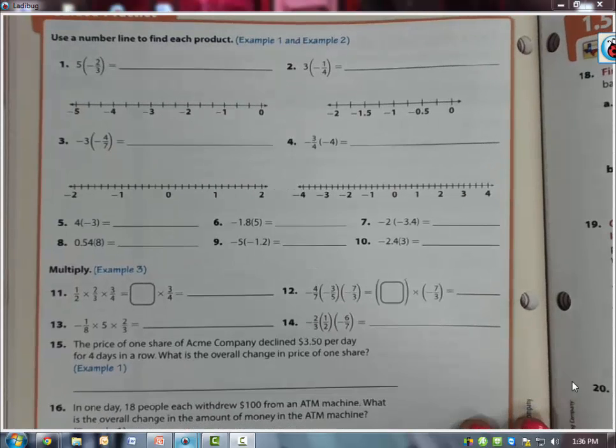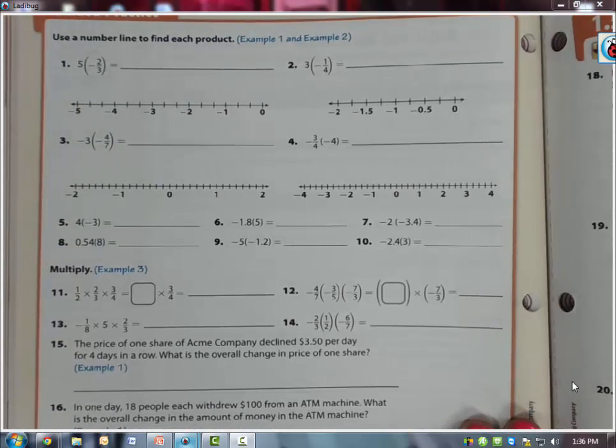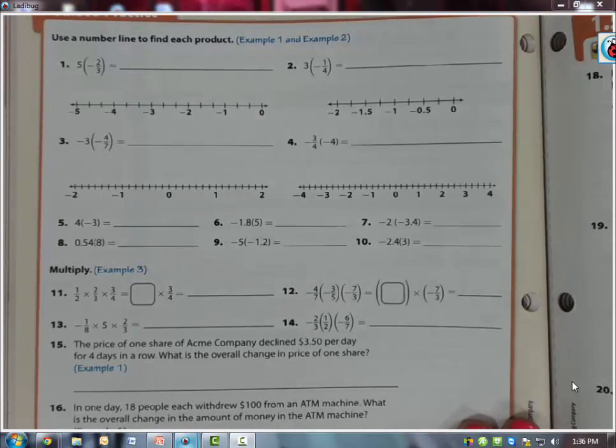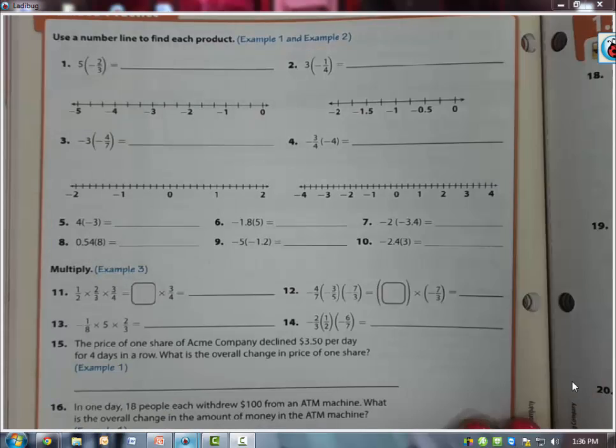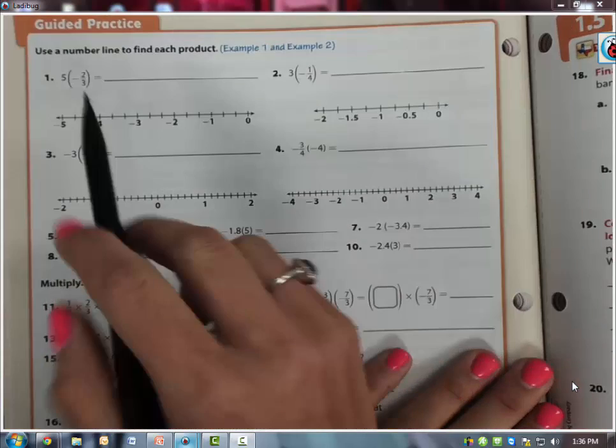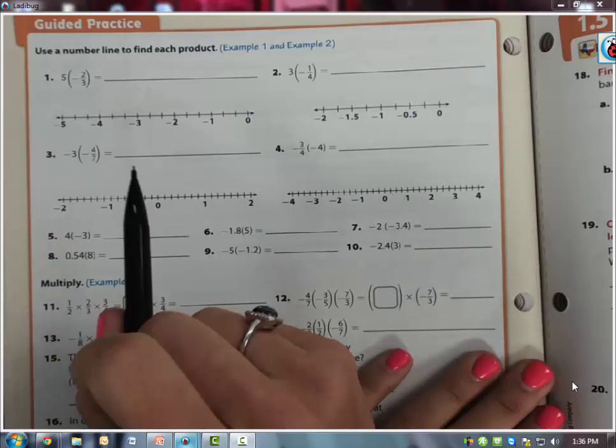Hey guys, so I need you to turn to page 38 in your book, and we're going to try things a little bit differently. We're going to try to do just the guided practice, and hopefully that'll give you guys more examples, and it won't be as confusing as taking notes, but we're going to definitely look at some notes. So let's look at number 1. By the way, this is multiplying rational numbers.